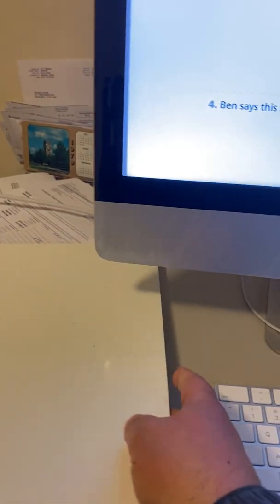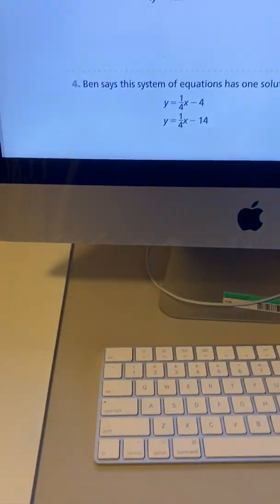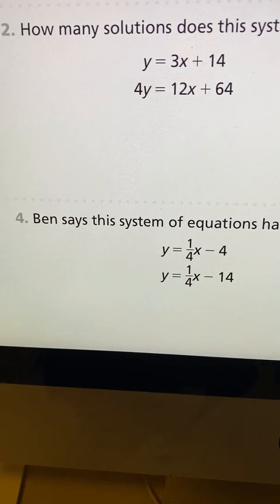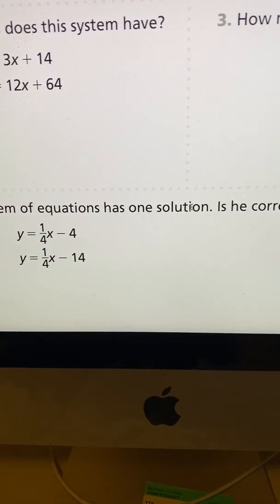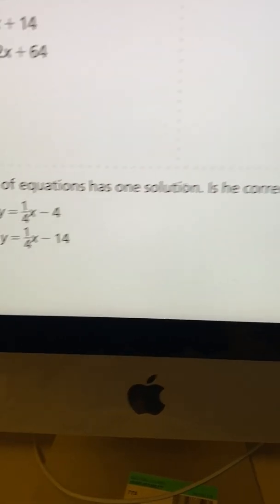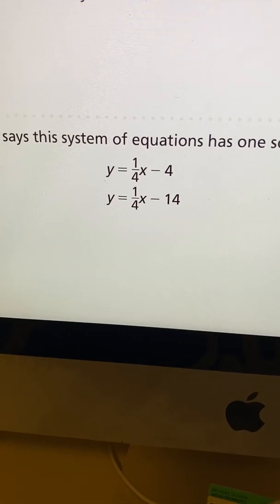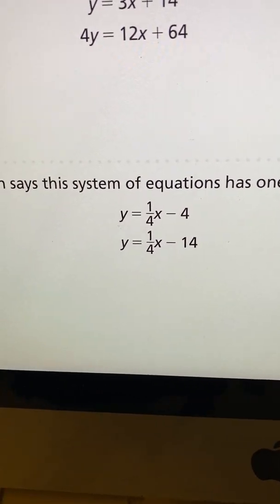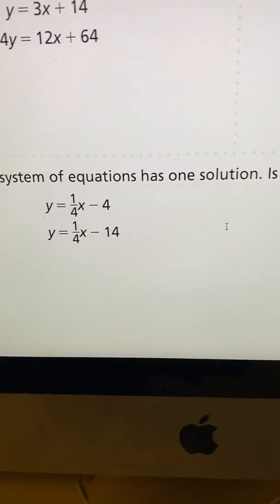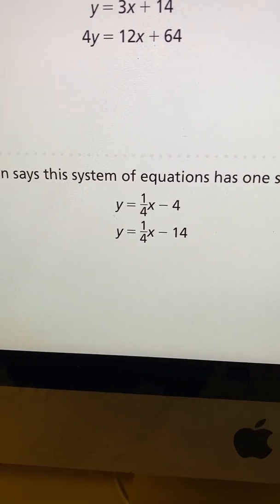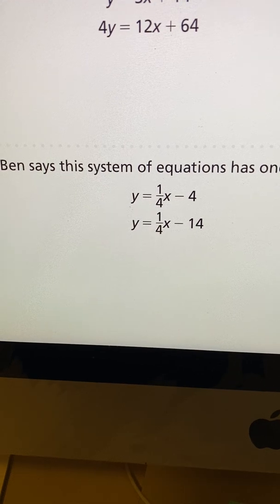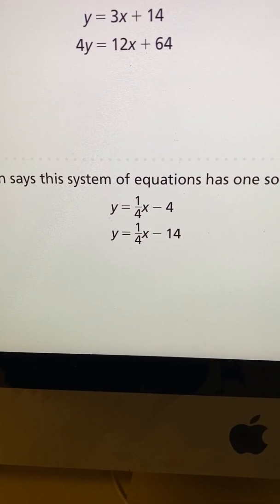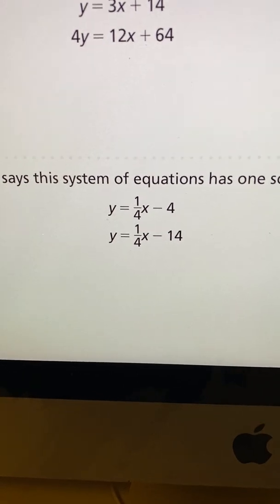I'm going to go over a couple more problems really quickly just to go on with these so you can start to figure out these on your own. Number 4, Ben says the system of equations had one solution. Is he correct? Explain. Ben is wrong. Can anybody tell me why Ben is wrong in this one? It does not have one solution for this problem, number 4. I'll pause. You can pause it while you work on it and figure it out. You don't need to pause it.